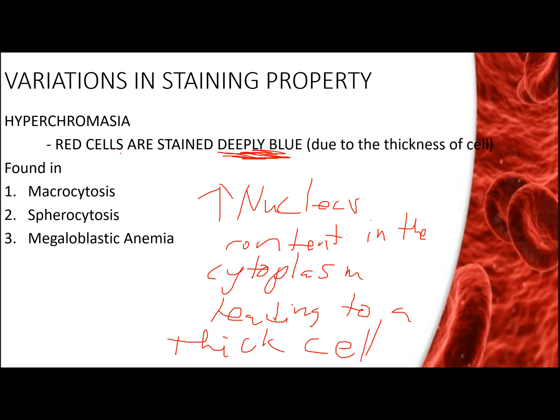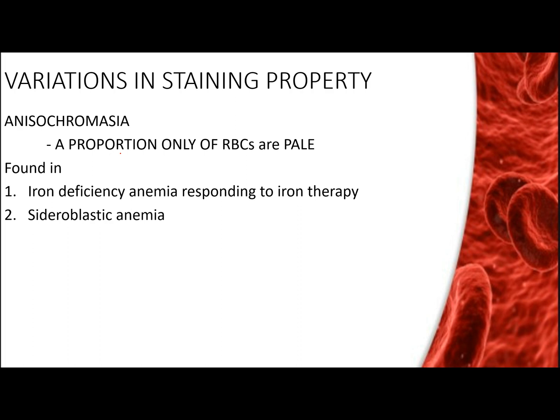Let's continue. Then we have your anisochromasia. A proportion only of RBCs are pale. They are found in IDA, responding to iron therapy, and sideroblastic anemia. Please copy.